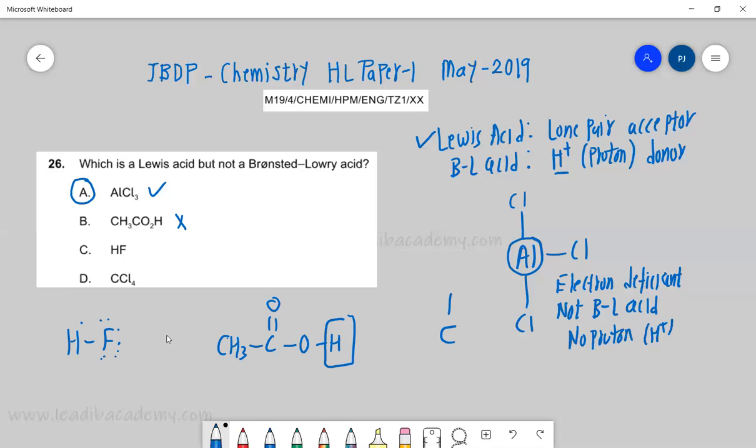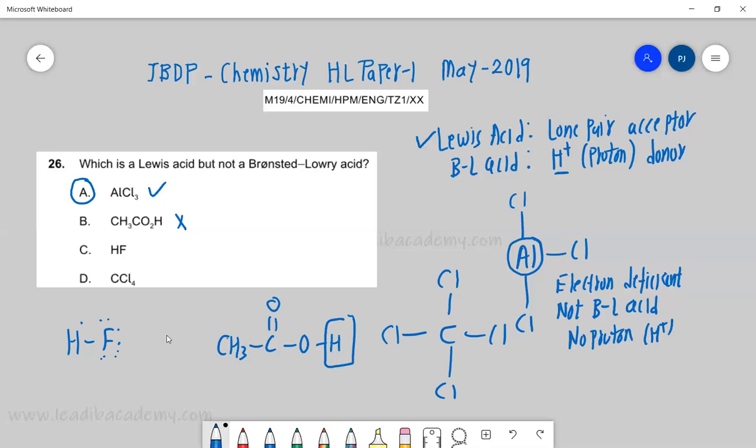CCl4 is not an acid at all. It is like this, so there is no acidity. It is neither a Lewis acid nor a Bronsted-Lowry acid. So the correct option is A, AlCl3, aluminum trichloride, which is a Lewis acid but not a Bronsted-Lowry acid.